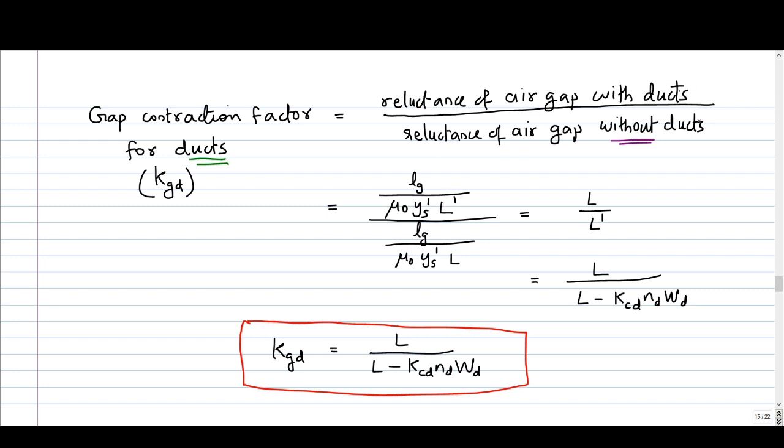Without ducts, the core length is L. Here you can see L. When you have ducts in the core, the length of the air gap is reduced. It is L dash. So if you do the simplification, you can see that this ratio is L by L dash. And we have seen the expression for L dash. It is L minus KCD ND into WD. So KGD is equal to L by L minus KCD ND WD. So this is the gap contraction factor for ducts.